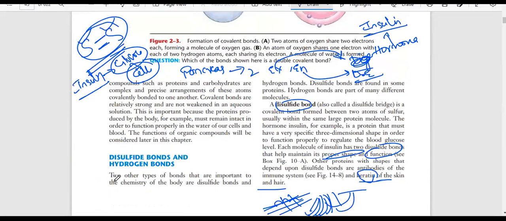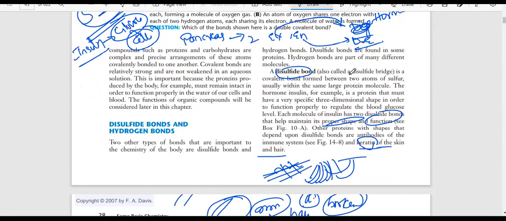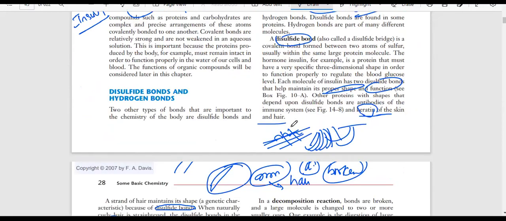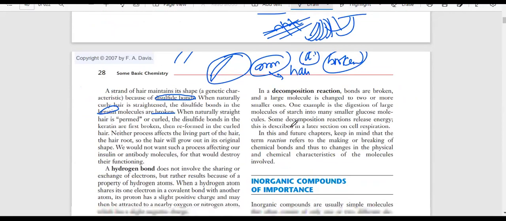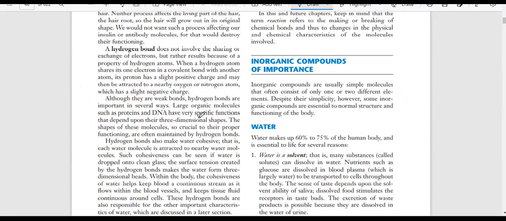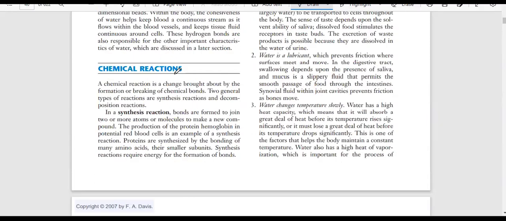So this is a very natural process. These are the examples of disulfide bonds. So we studied disulfide bonds. We have two examples: insulin and keratin. Now we will talk about another bonding, that is the hydrogen bond.